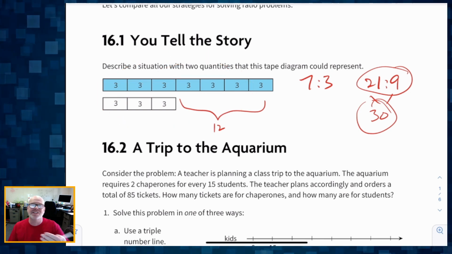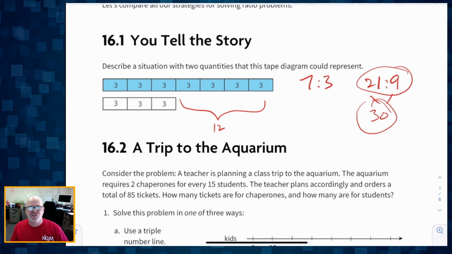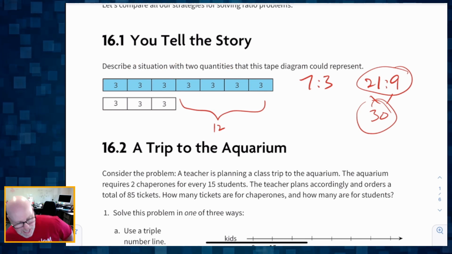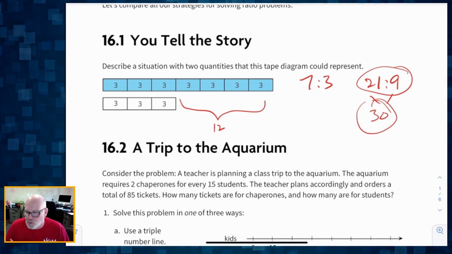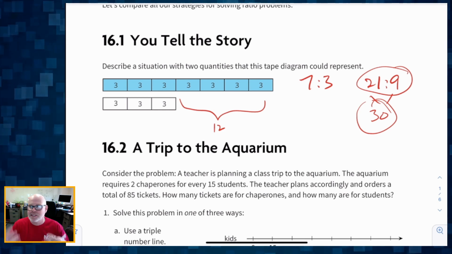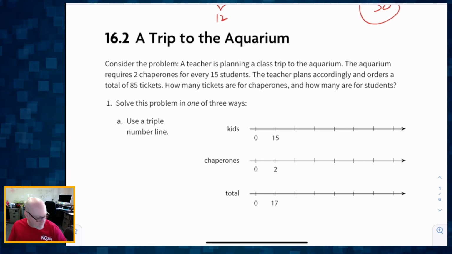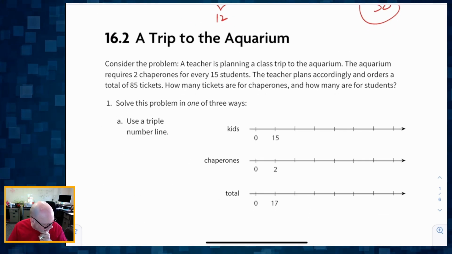So I'm not even going to steal your joy, parents and teachers, of watching the students as they think about what stories that picture could be telling. So there you go. So number 2, next activity, a trip to the aquarium.